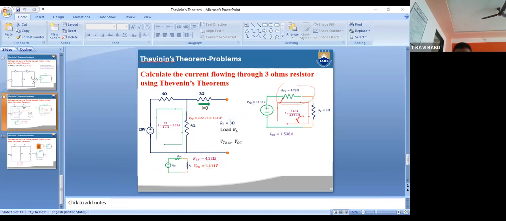We calculated the previous RTH value, that is 4.22. This total part is going to be connected with the load resistor, the 3 ohms resistor. So here apply your single loop. What is our requirement? I want to calculate the current I. I equal to V by RTH plus RL. So 11.1111 by 4.22 plus 3 ohms. This is your current across the 3 ohms resistor.